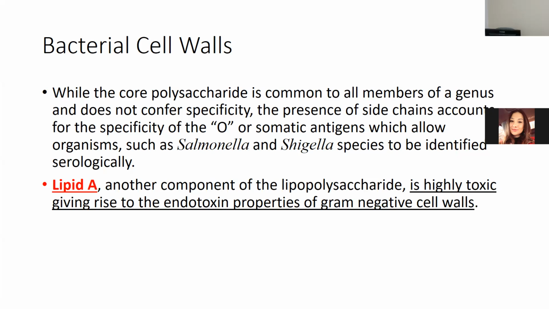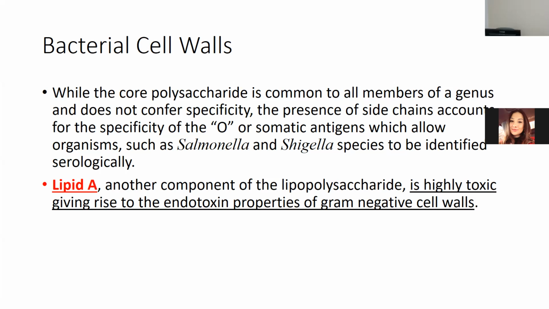One of the things that confers specificity: there is a core polysaccharide common to all members of the genus, but it does not confer specificity. There's a side chain that does, and the side chain is called an O, or somatic, antigen, and it allows Salmonella and Shigella to be identified serologically. We're going to do this later in the semester, where we actually look for the presence of that antigen. We're going to use an antibody specifically designed for that antigen to see if it's there. So we can actually grade out a Salmonella, since we have different types of Salmonella.